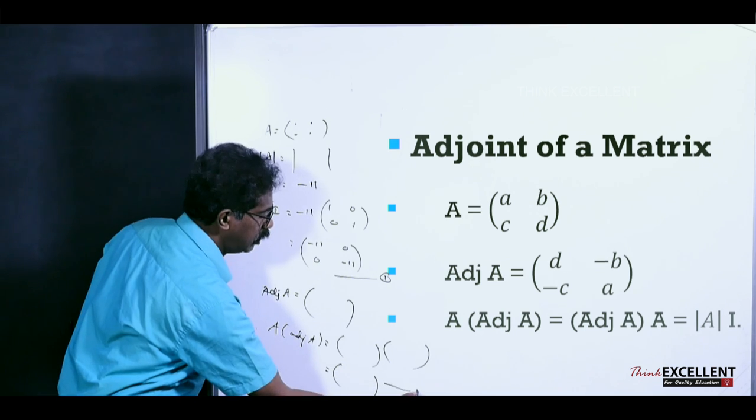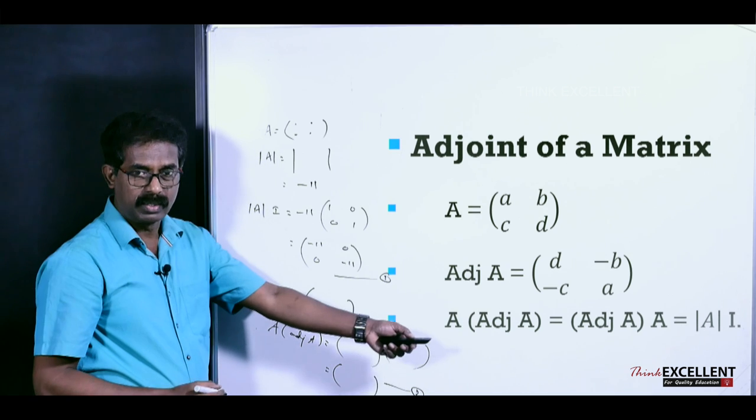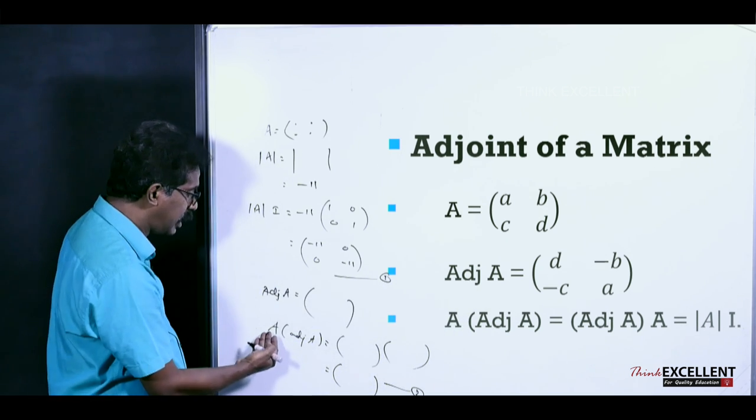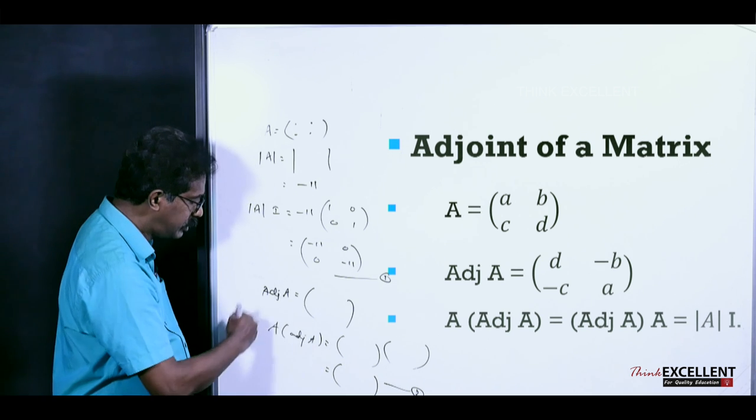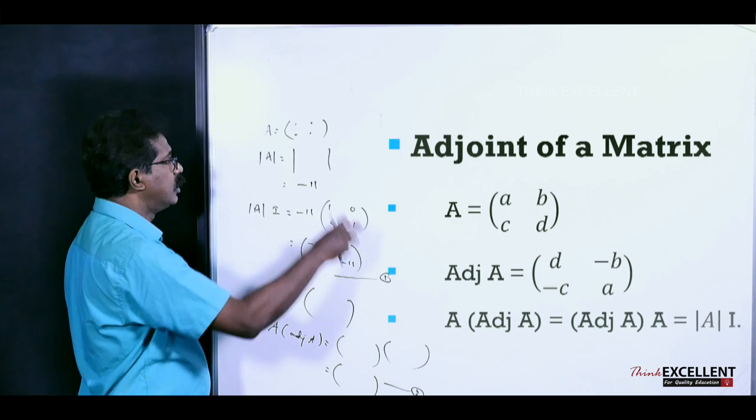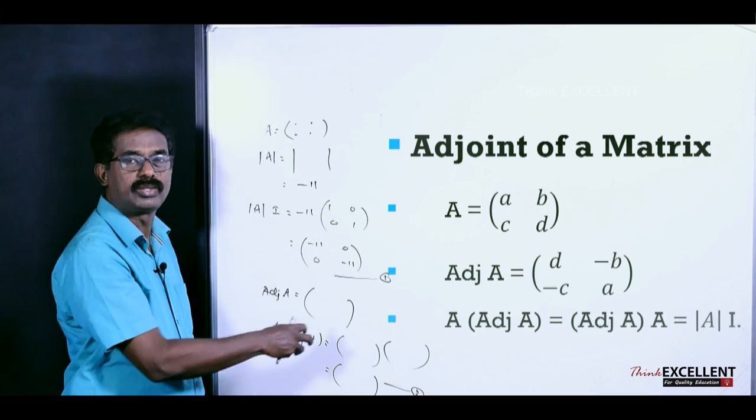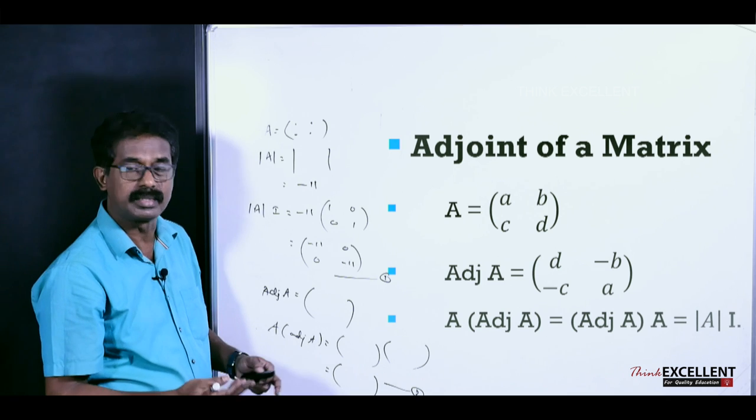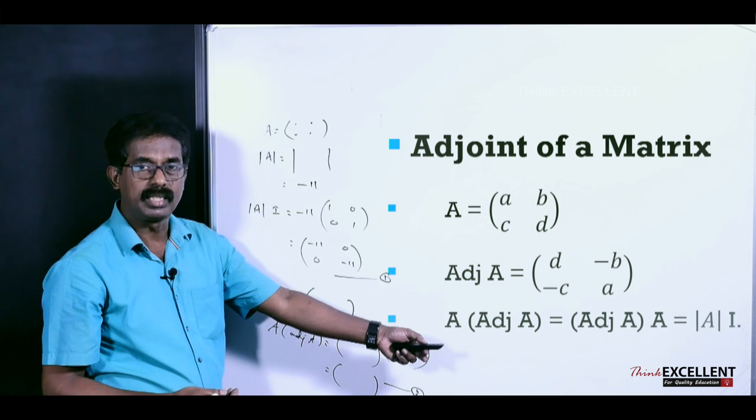Actually, this is the first result, A into adjoint A. Next, what you need is adjoint A into A. Here you write adjoint A first, then multiply into A, the order changes. There also you'll get the same answer. So all three answers are the same, and this result is verified.